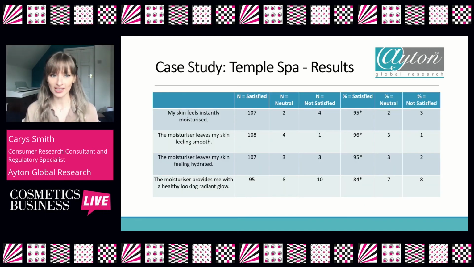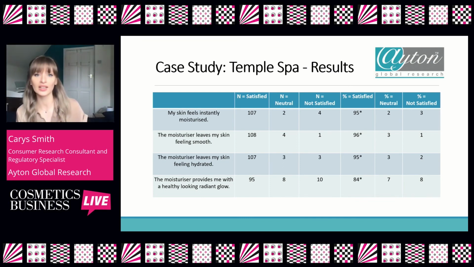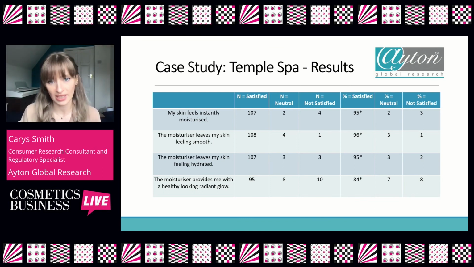So once we've got our questionnaire designed, we can conduct the study and we can get some really great results back. So this is our case study again. This table has come straight from our report. So we've got a summary of the results at the end. Again, we've got our statement, which is our claim, the number of people that were satisfied or had a neutral answer or a not satisfied answer, and then the percentage of people that had a satisfied, neutral, or not satisfied answer. So this is the best thing, as I said, to lift it straight into your marketing.